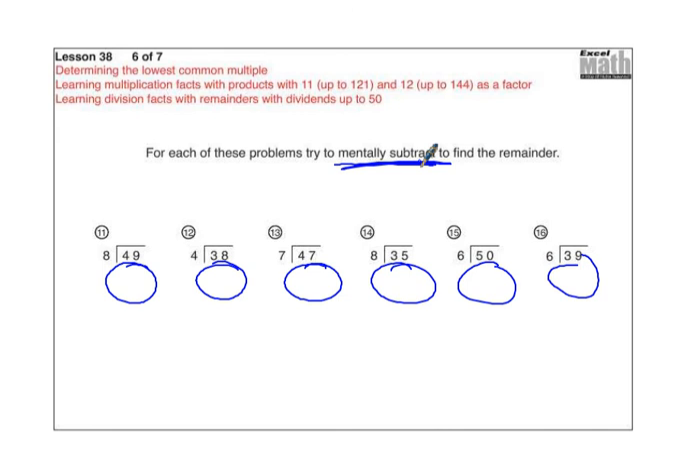8 into 49, this is how you do it. 8 times 6 is 48. That's 1 away from 49, so the answer is 6, remainder 1. See if you can do the rest just like that. Pause the video, turn it back on when you're ready for the solutions.